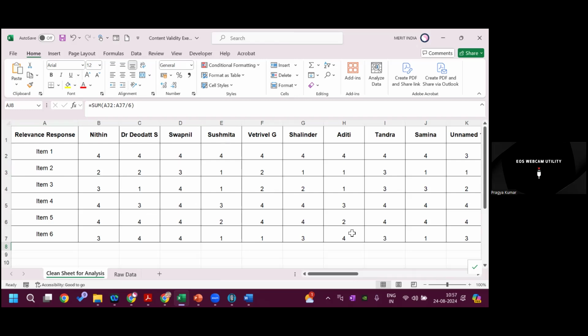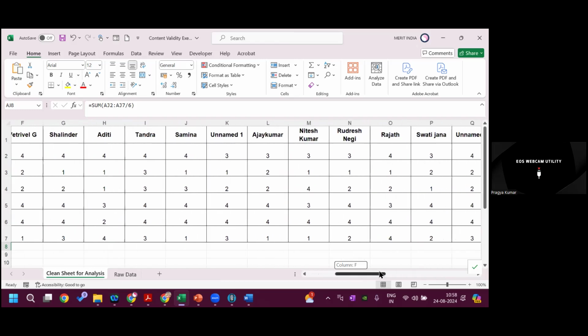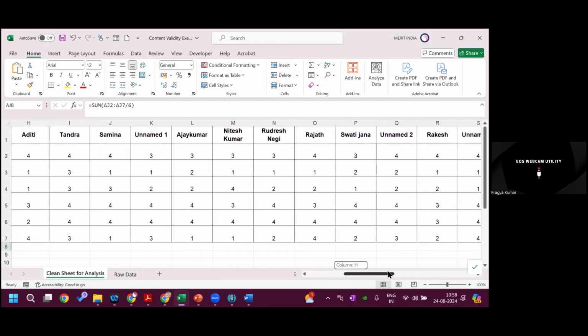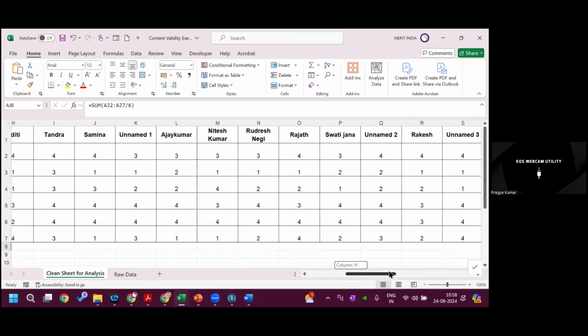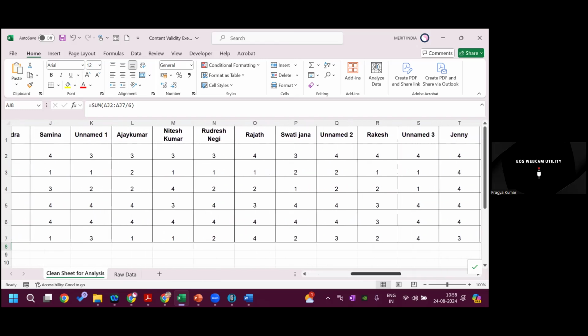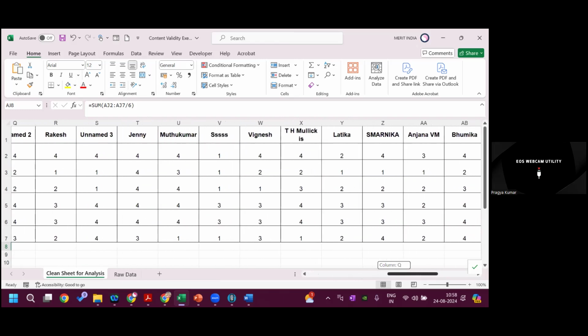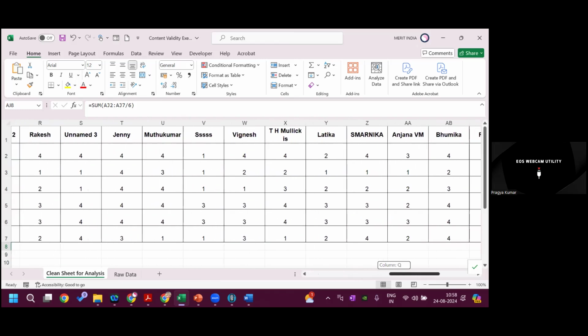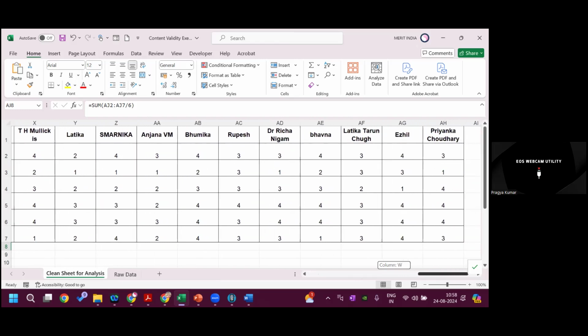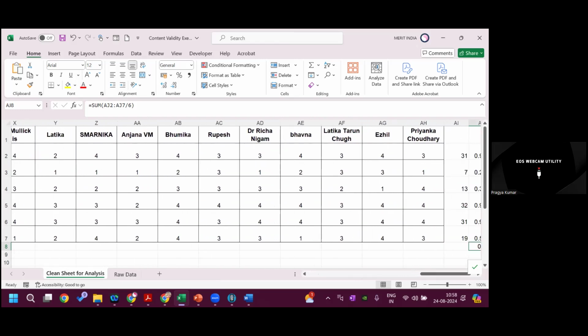That is the number of responses. 34 people responded. So you can see Nitesh, Rudresh, Rajat, Tandra, Swati. One person was not named, Rakesh, Jenny. So these were the responses we received on 6 questions. So how to do the content validity?